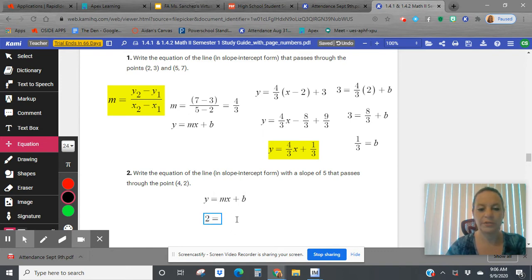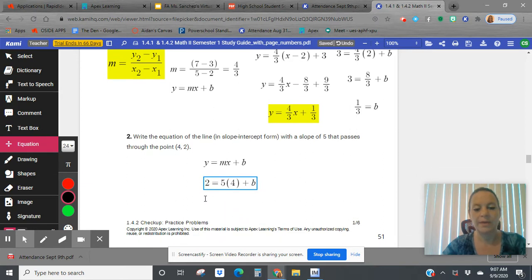2 equals a slope of 5, the x is 4, plus b. And then basically we're going to subtract 20 from both sides. And we get b equals negative 18. So now I go plug into the formula, y equals 5x minus 18, and there's my equation.